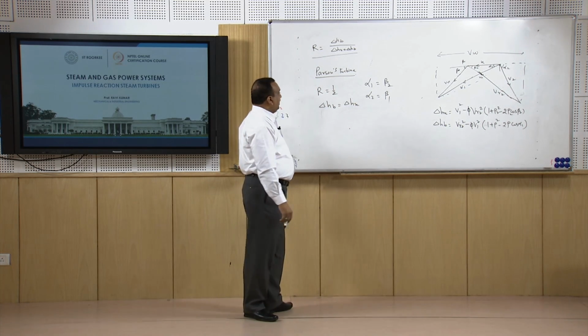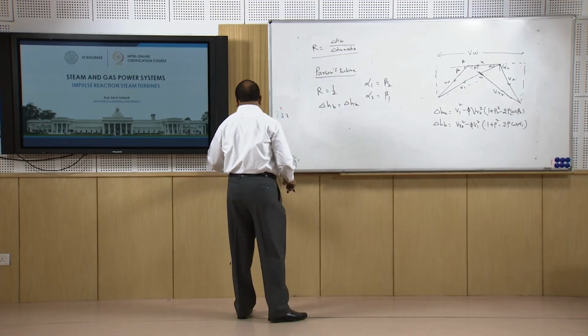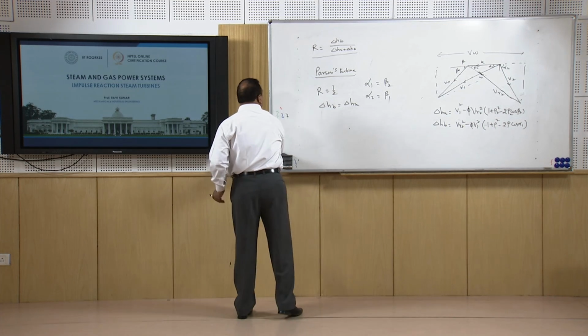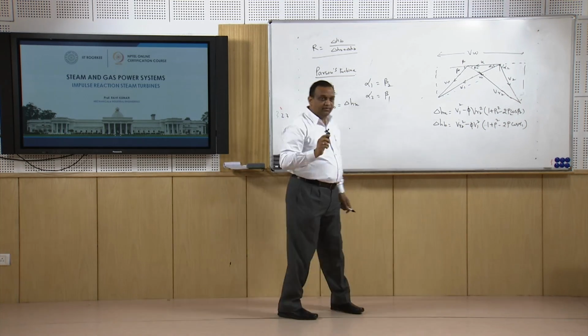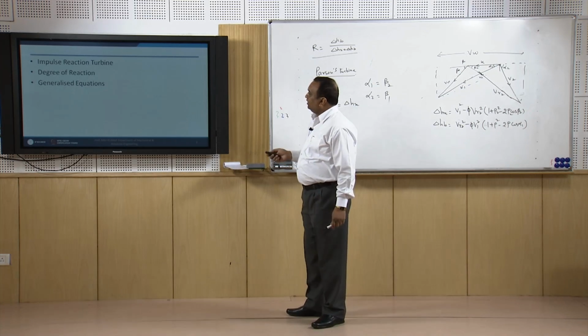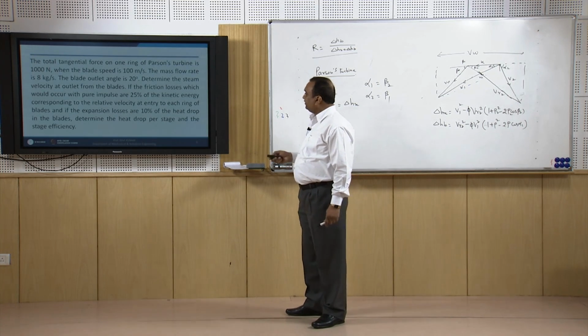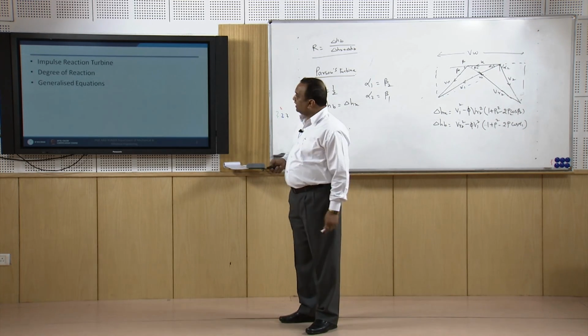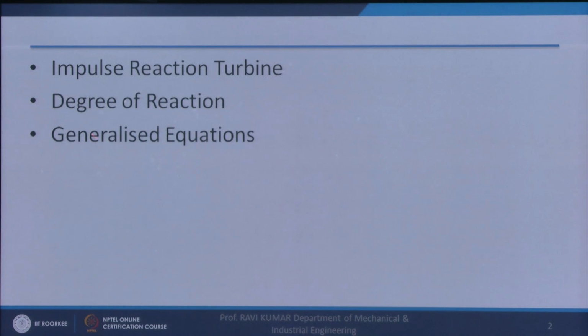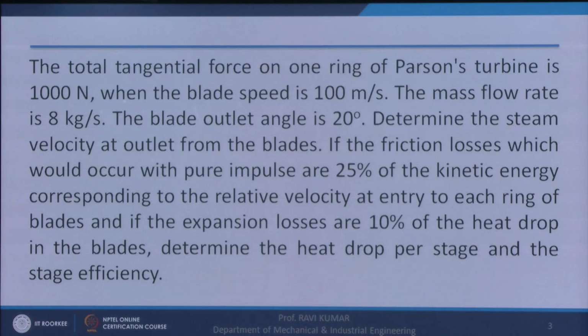Right. And now, based on the characteristics of Parson's turbine, we will solve one numerical on Parson's turbine, because in this lecture I was supposed to include impulse reaction turbine. Degree of reaction we have already discussed, and the generalized equations for degree of reaction we have discussed. Now, a numerical based on Parson's turbine.